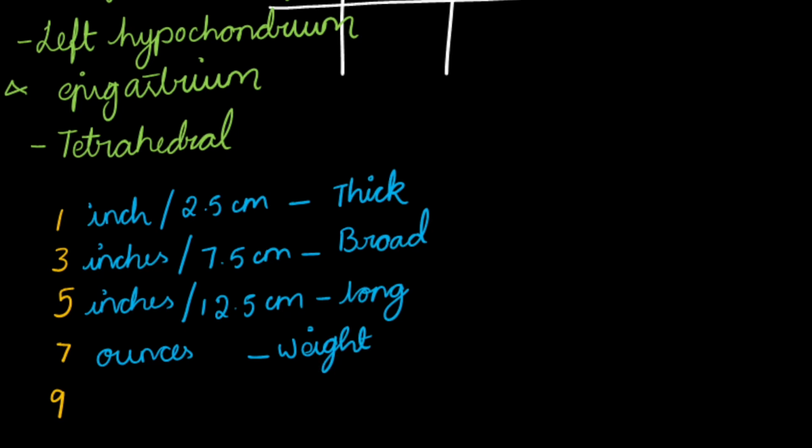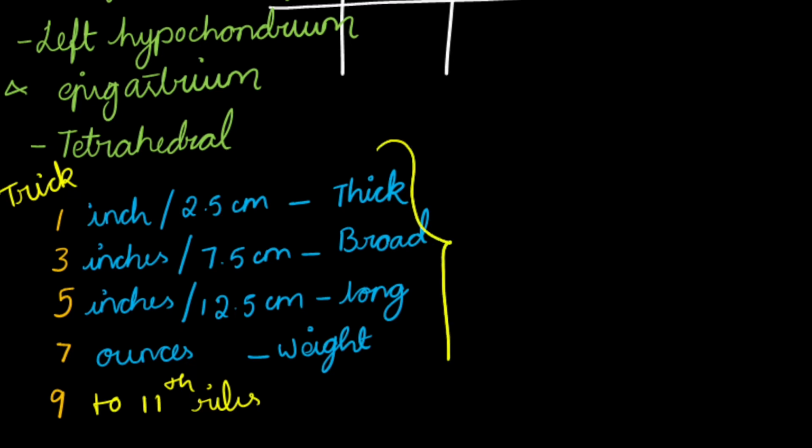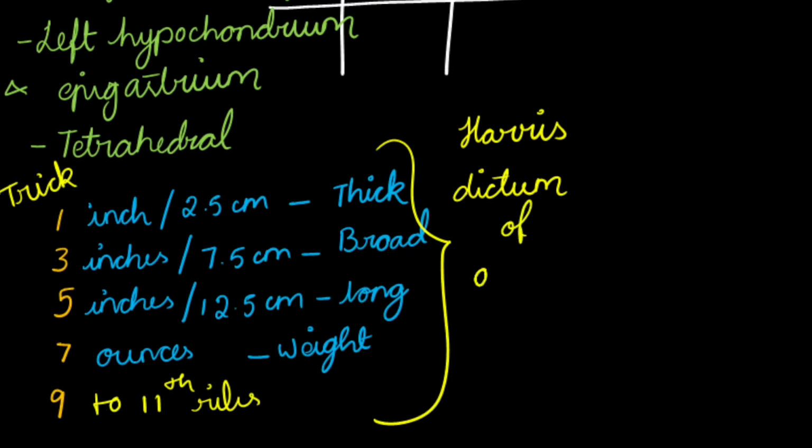And finally this 9 extends up to 11. So this is the extension of the ribs. So the spleen extends from the 9th to 11th ribs. So you just remember this trick: 1, 3, 5, 7 and 9. 1 inch thick, 3 inches broad, 5 inches long, 7 ounces weight, and it extends from the 9th to 11th ribs. And this trick is also called Harris dictum of odd numbers. This might be asked in MCQ questions. Harris dictum of odd numbers. And the 7 ounce weight may vary from 75 to 150 grams.